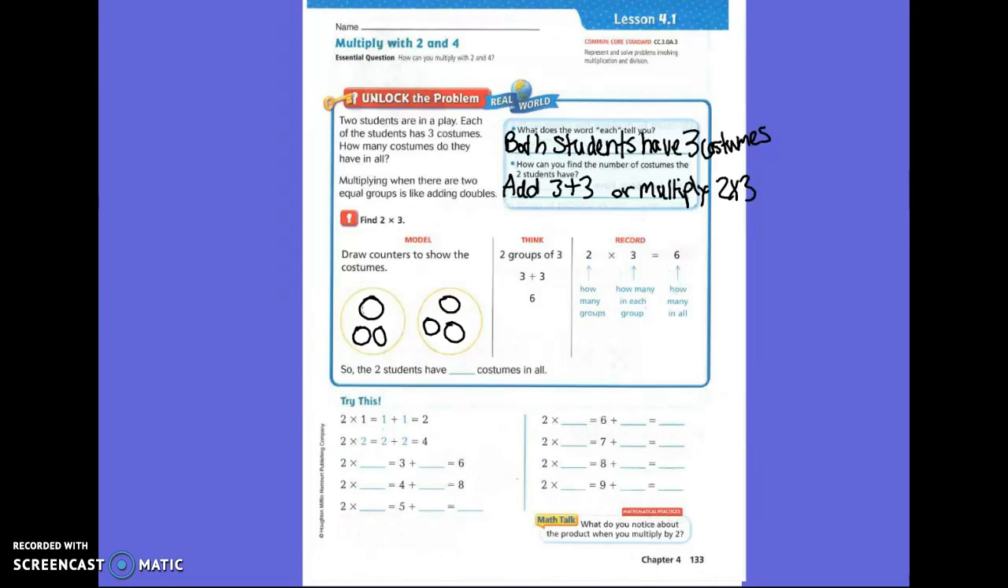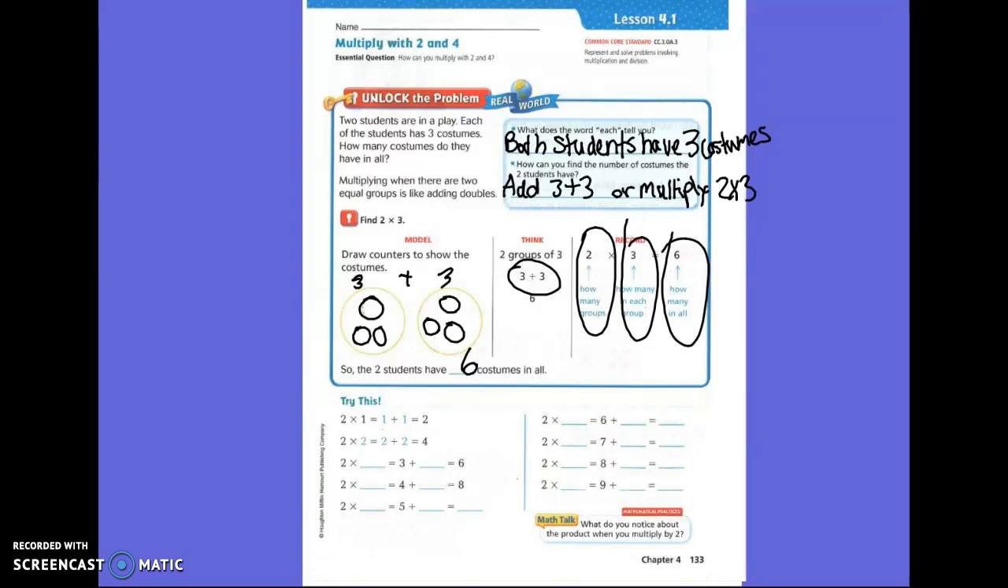Now you're thinking then there are 2 big groups of 3 counters, which is still 3 plus 3. Okay? And 2 groups of 3, or 3 plus 3 equals what, guys? 6. So 2 groups of 3 counters equals 6. So the 2 students have how many costumes in all? 6. Do you see why multiplication and addition is in all? Because you can add just for multiplying, right? 2 times 3 is just adding 3 twice. Okay. All right, now try this.